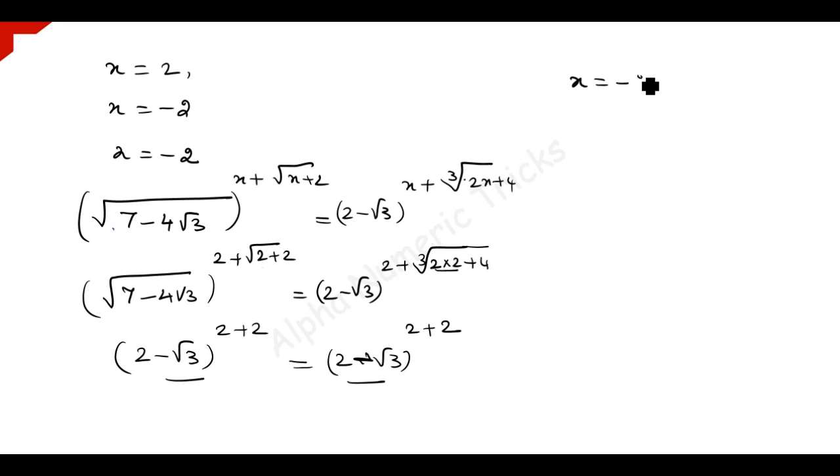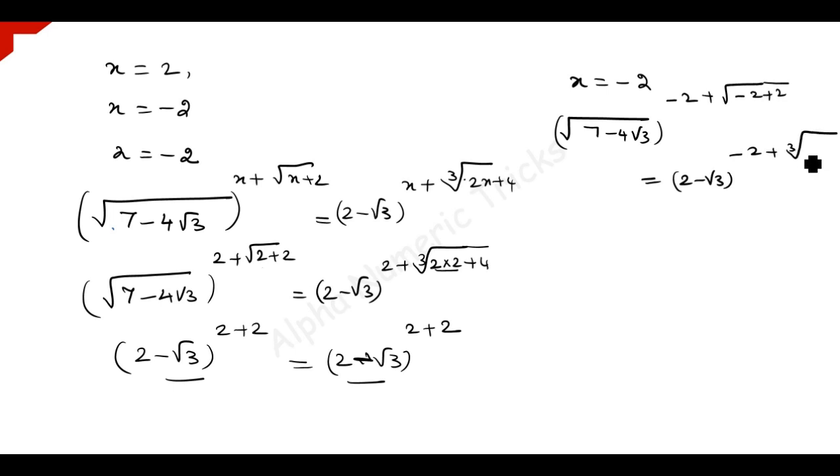And what happens if x is equal to minus 2? Here also we have square root of 7 minus 4 root 3 whole to the power minus 2 plus square root of minus 2 plus 2, that becomes 0, is equal to 2 minus root 3 to the power minus 2 plus cubed root of, here also minus 4 plus 4, isn't it? This is also 0. So which is equal to 2 minus square root of 3 whole to the power minus 2, is equal to 2 minus root 3 whole to the power minus 2. So both are the solutions for this problem.